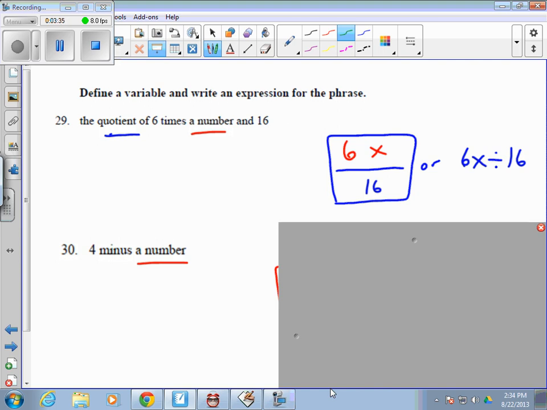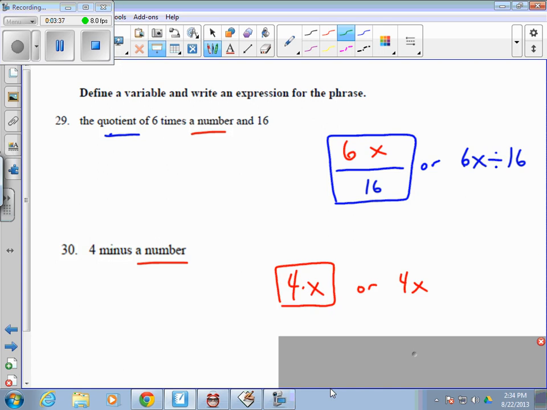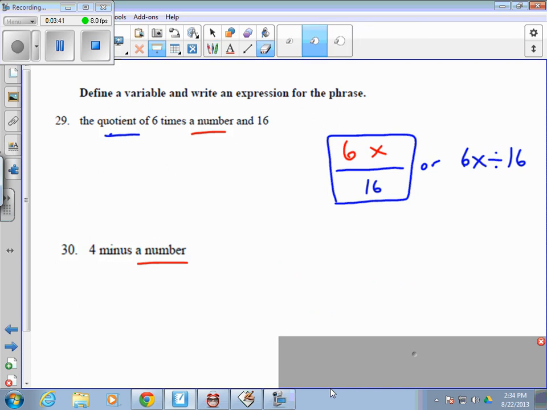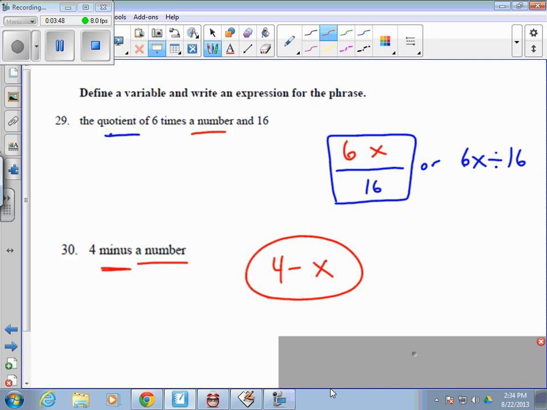Number 30 says 4 minus a number. Again, you have to come up with the number. And I actually wrote, it's not this, I apologize. It says minus, not times, minus. So 4 minus a number would be 4 minus x.